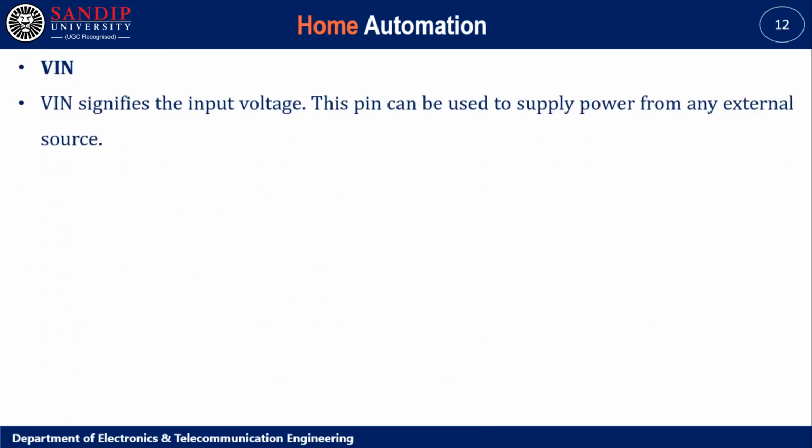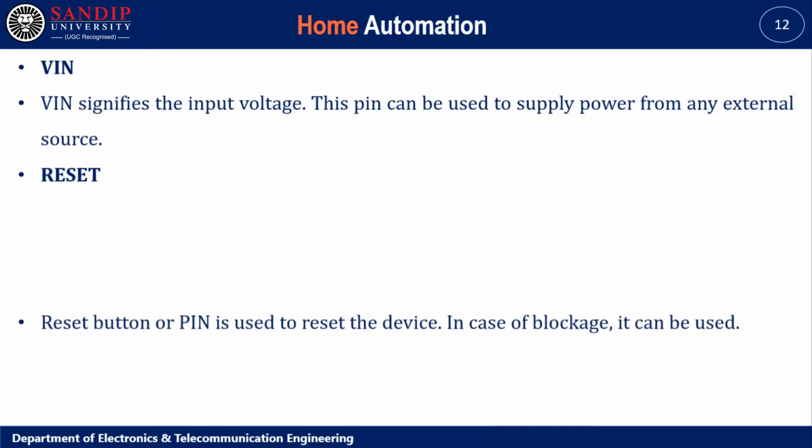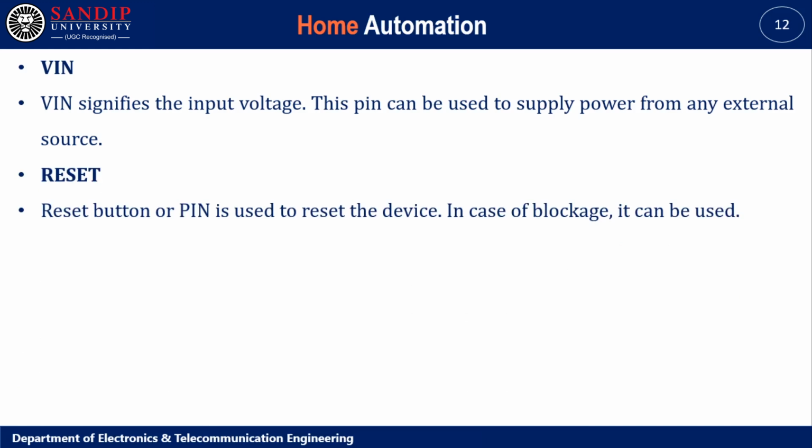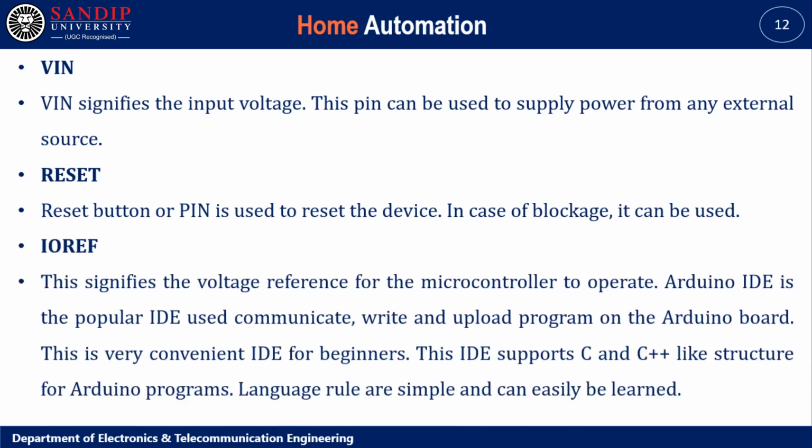VIN. VIN signifies the input voltage. This pin can be used to supply power from any external source. Reset. The reset button or pin is used to reset the device. In case of blockage, it can be used. IOREF. This signifies the voltage reference for the microcontroller to operate.